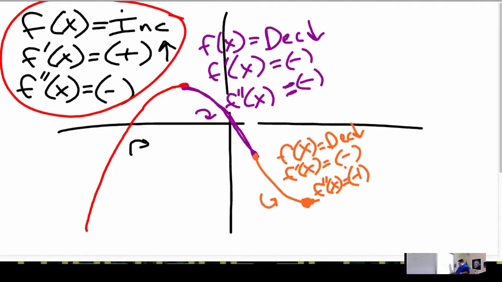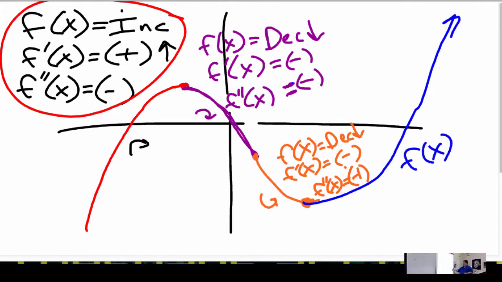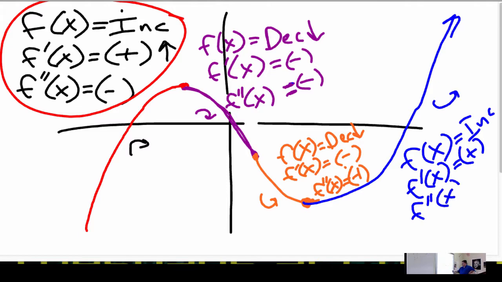Now from this point, what's the function f doing? Increasing. So now f of x is increasing, which means f prime is positive. Now what's the concavity of that? Positive. Yeah, it's still curling up. So we would say that f double prime is positive. Okay?